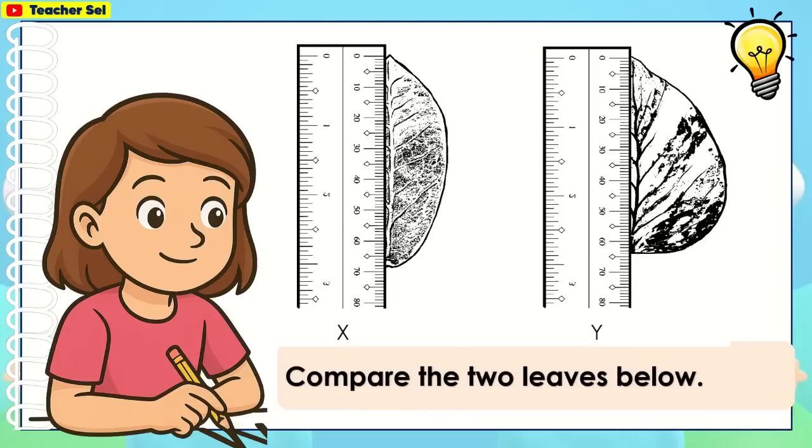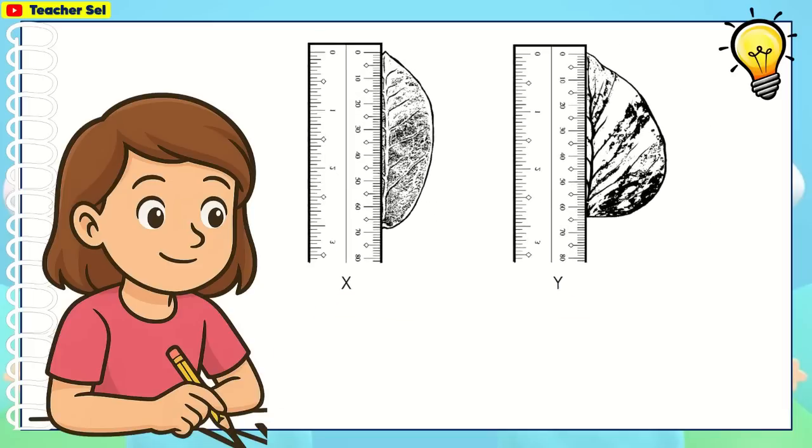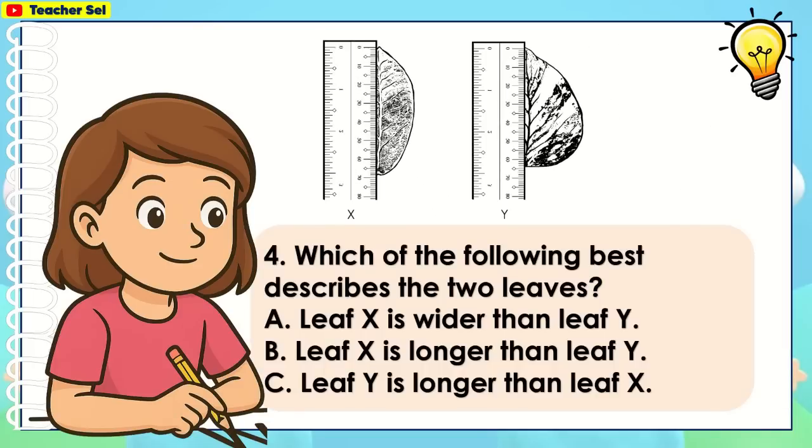Compare the two leaves. We have leaf X and leaf Y. Which of the following best describes the two leaves? You're right. The correct answer is B. Leaf X is longer than leaf Y.